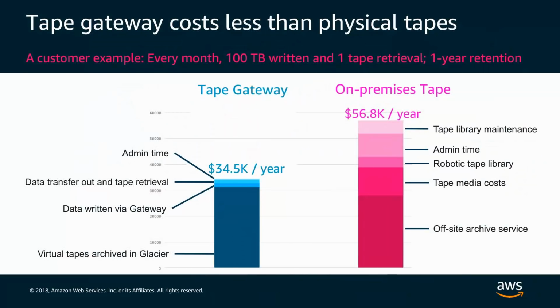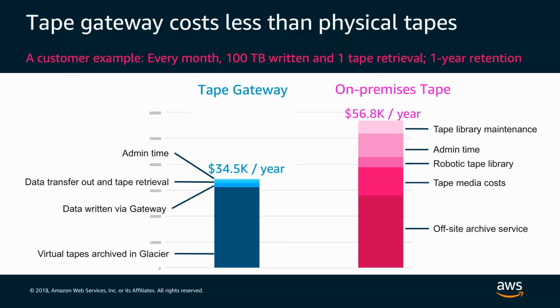The slide here shows cost comparison between tape gateway and on-premises tape-based infrastructure. It shows an example scenario where every month 100 terabyte is written with 1-year retention period. Also during this month, a customer does one tape retrieval, that is they recover one of the many tapes they had backed up before for recovery purposes. And as you can see, the tape gateway is about 40% less than the on-premises tape in this example, and it provides significant savings over physical tape-based infrastructure.